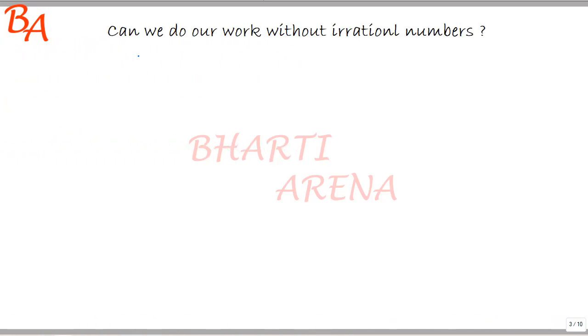Now a question arises, can we do our work without irrational numbers? Let's find it out by doing an activity. Draw a figure of a triangle. Let it be A, B and C. The angle at B is 90 degrees. Let AB be length 1 meter and BC is also 1 meter. So what is the length of AC? Can you find AC in this figure?